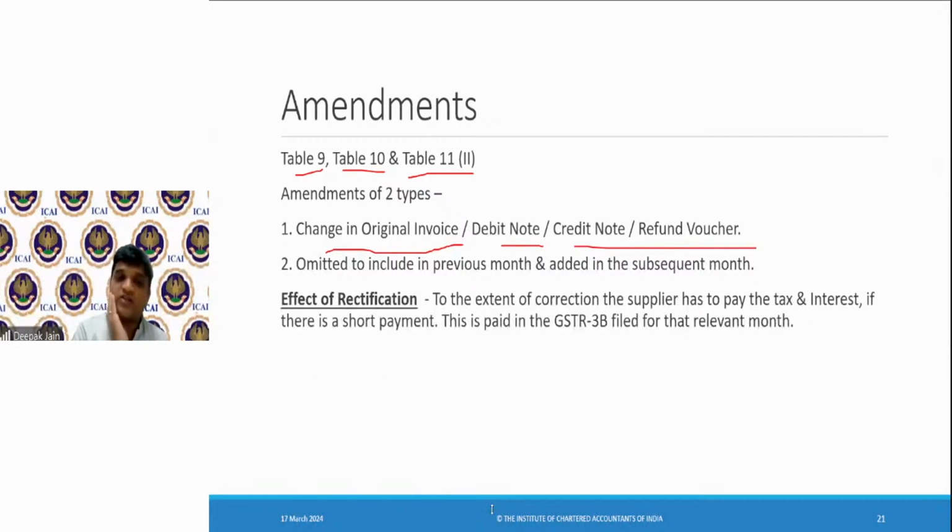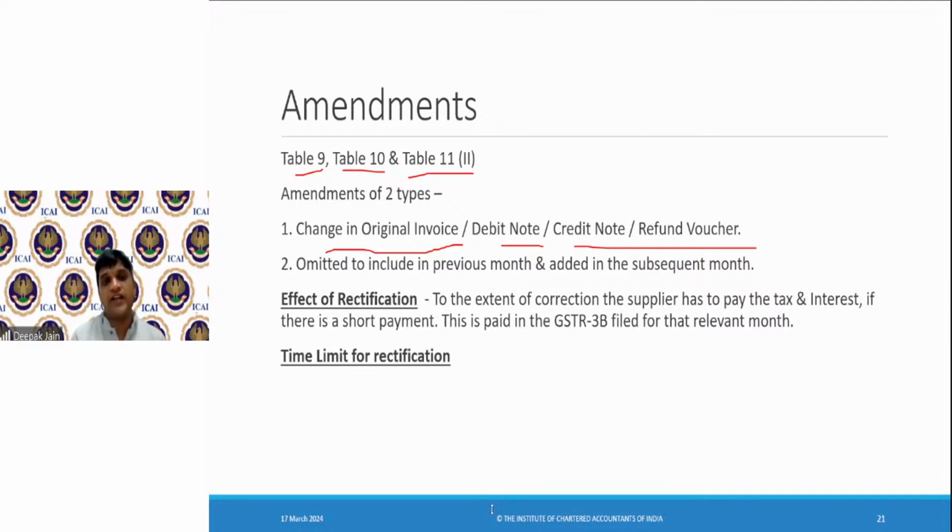Effect of rectification is to the extent of correction, the supplier has to pay the tax and interest. If there is an increase, I cannot take this amendment as a new route for paying less taxes in the previous month and paying now and avoiding interest. No. If there is a mistake, pay interest if you have paid less taxes.